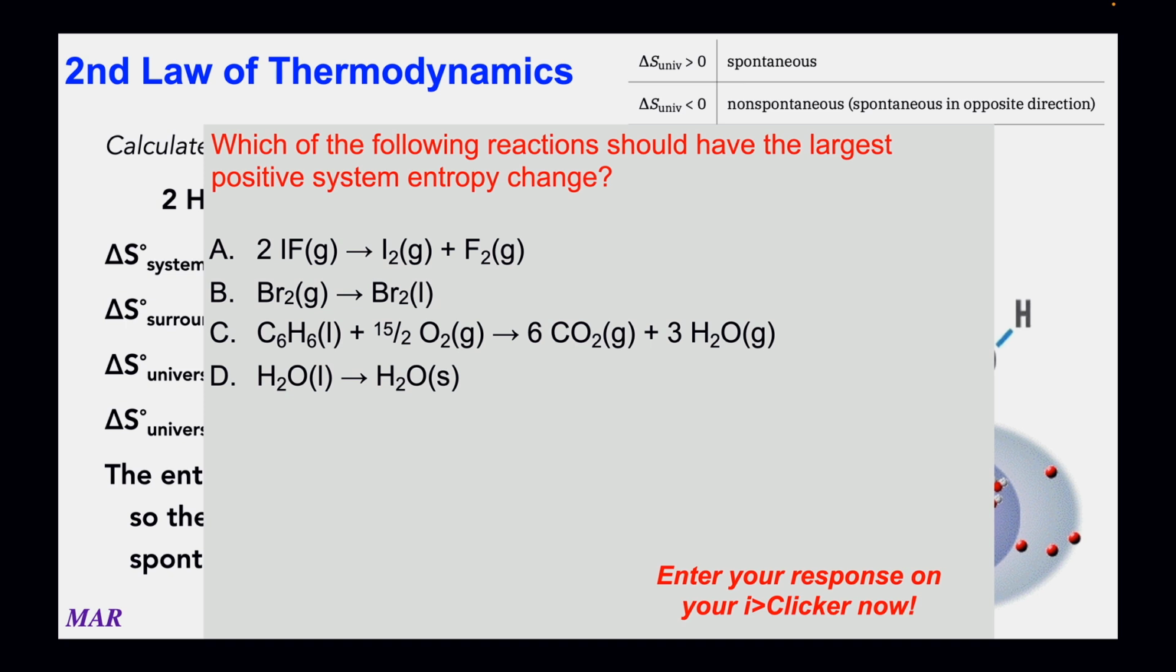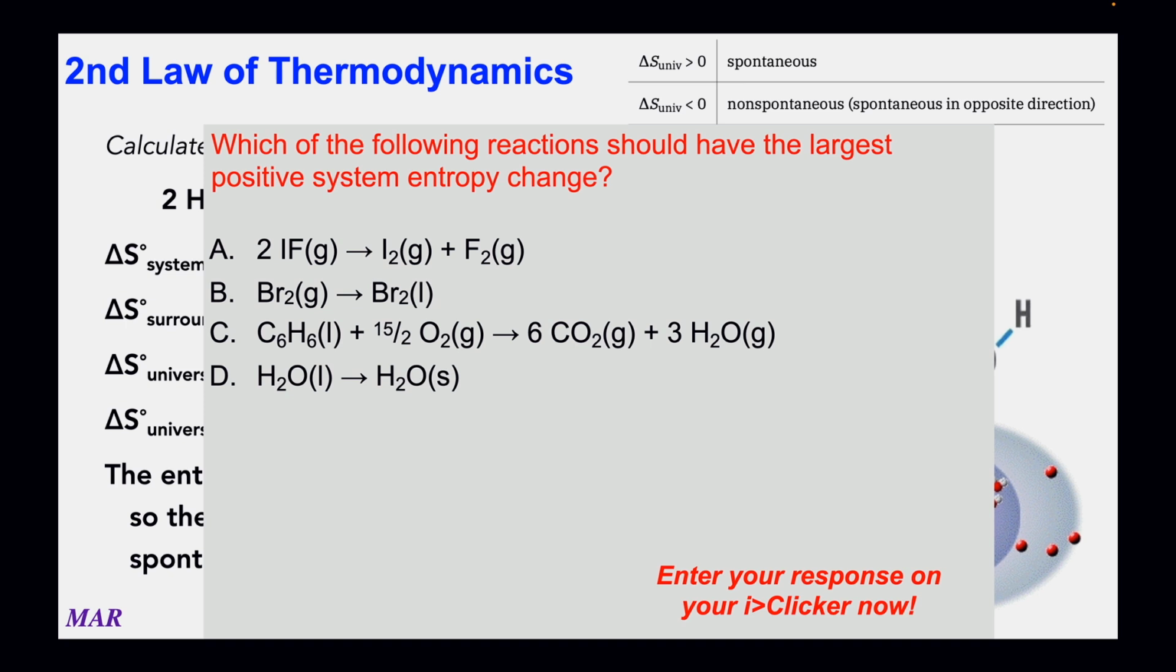So on the first one there, you have 2 moles of IF, which is a gas, iodine monofluoride, and it's making 1 mole of I2 gas and 1 mole of F2 gas. 2 moles of gas making 2 moles of gas doesn't sound like an entropy favored reaction. I think it would be closer to 0 actually. So I'm not going to put any money on that one.